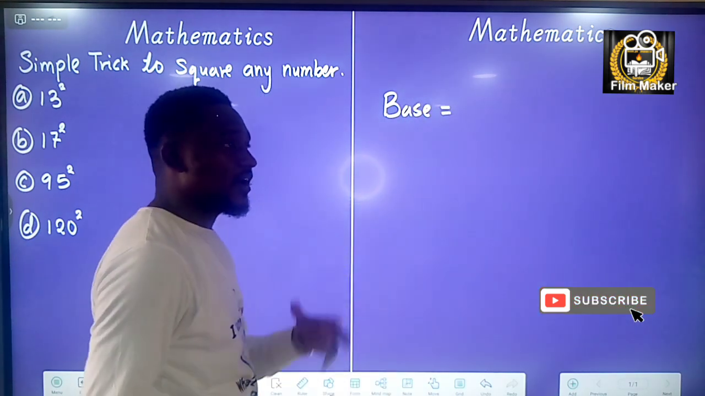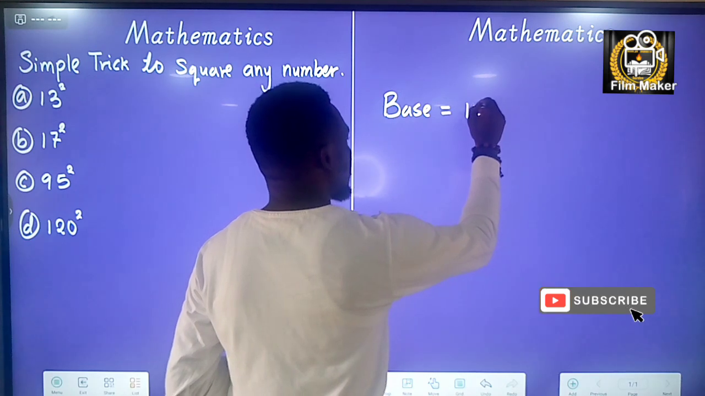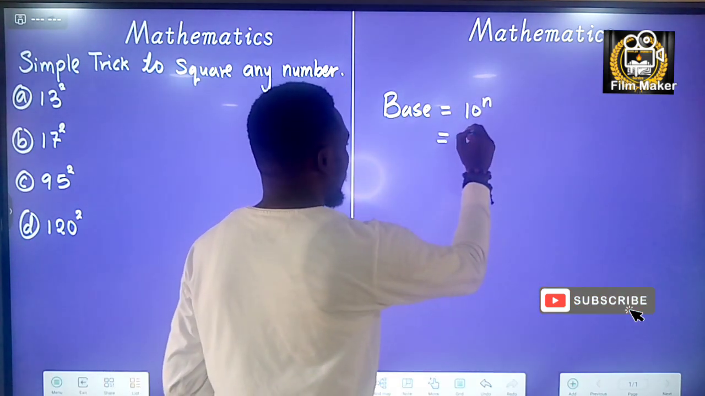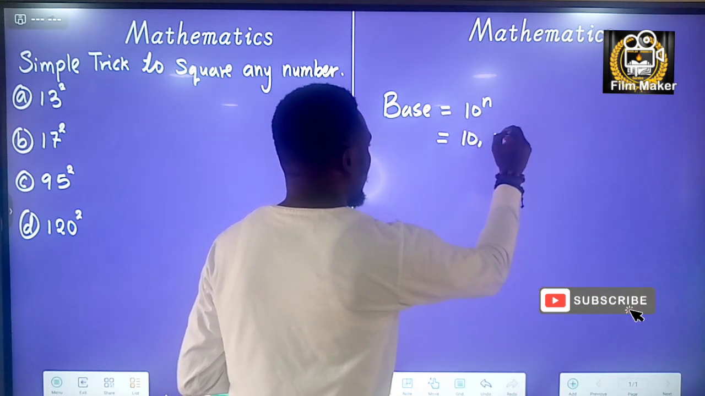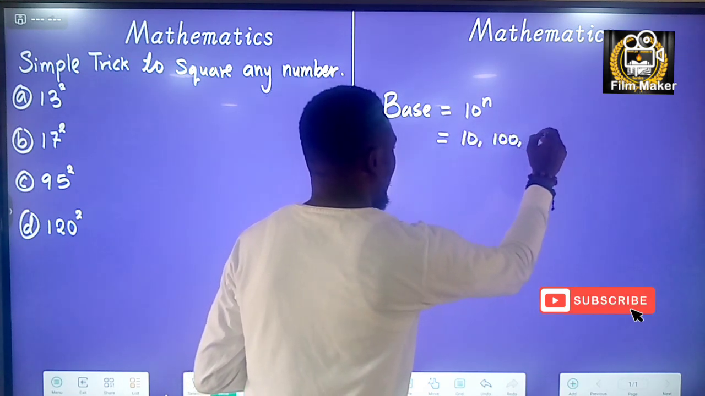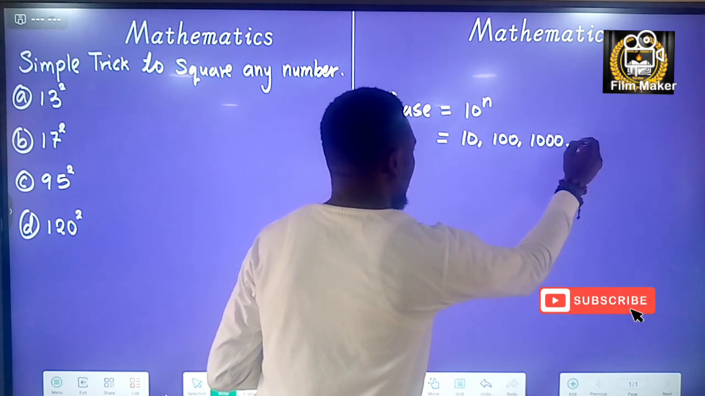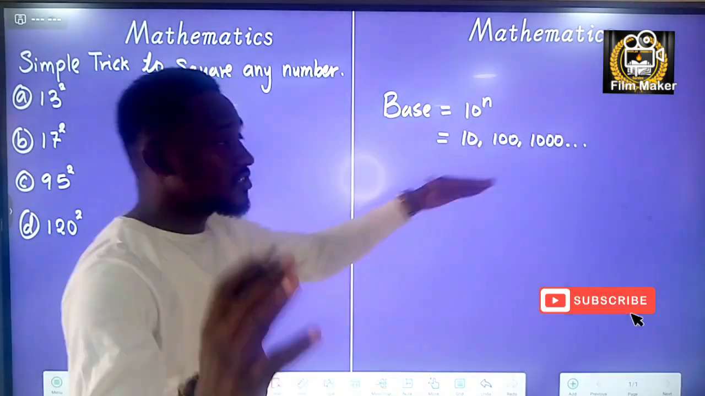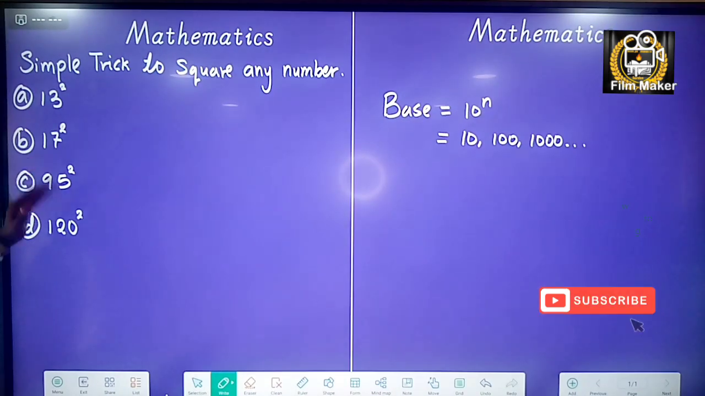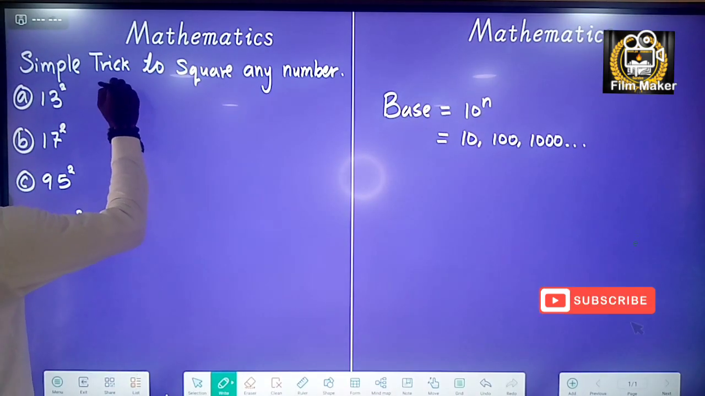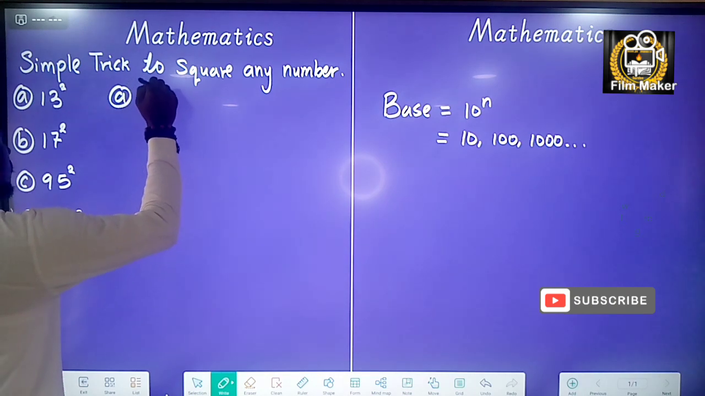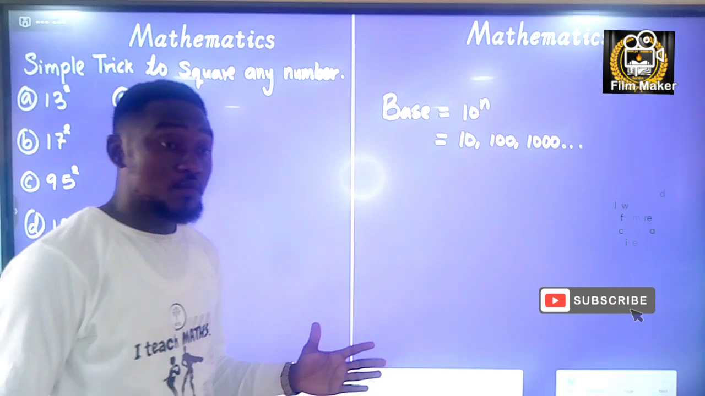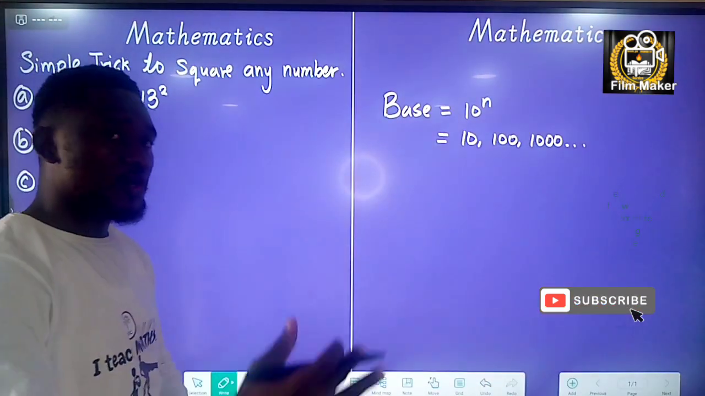Now, I'll be looking at raising 10 to any given number, multiples of 10, right? So I have things like 10, 100, 1000, and so on. Is that okay? We are going to be using this base based on the number given to us here. Now, the first thing I want to start with here is 13 raised to power 2. Of course, 13 raised to power 2 is so easy, but we need to start from there, then we build on it. Is that okay?